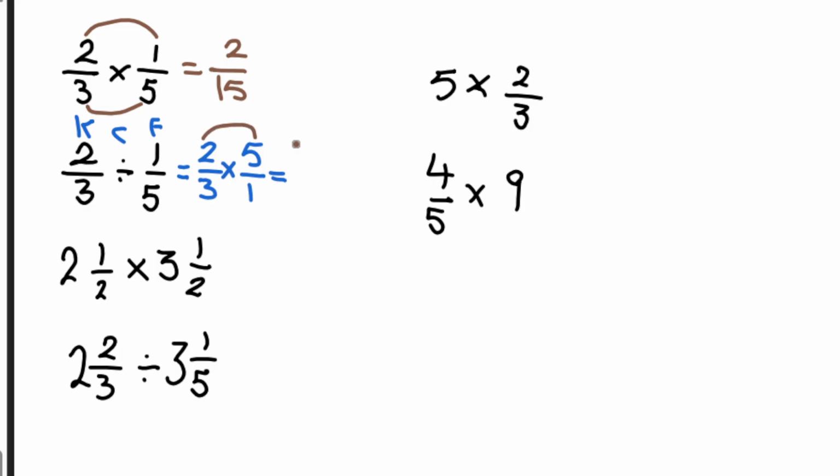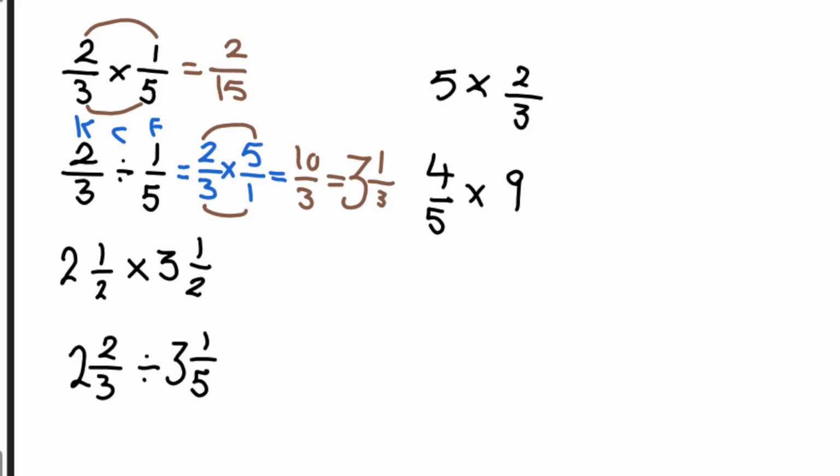So how do we do it? 2 times 5 is 10. 3 times 1 is 3. This is an improper fraction. We can't leave our answer as an improper fraction. So how do we convert this to a mixed number? How many times does 3 go into 10? It goes 3 times. What's the leftover? 1. And keep the same denominator. And that's the beautiful final answer.